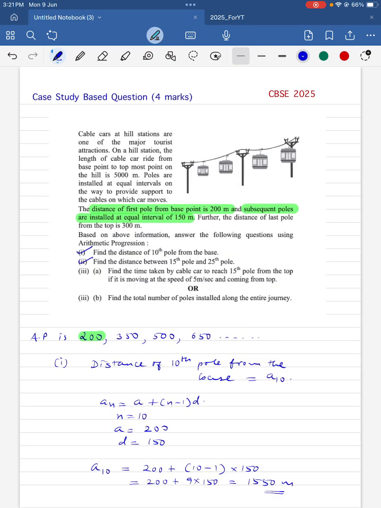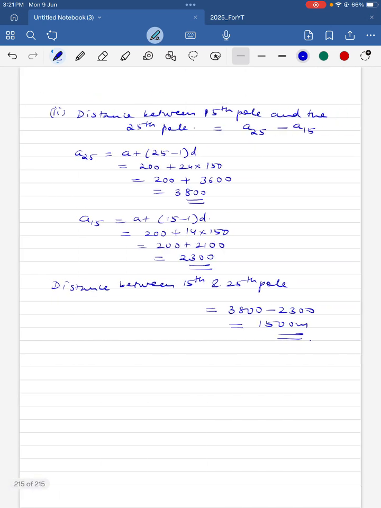Okay. In the third part, we are expected to find the time taken by the cable car to reach the 15th pole from the top if it is moving at a speed of 5 meter per second and coming from the top. Now this time, since the cable car is coming from the top, we know that we have to take the value of A as 300. Why is it so? Because they've said that the last pole is at a distance of 300 meter from the top.